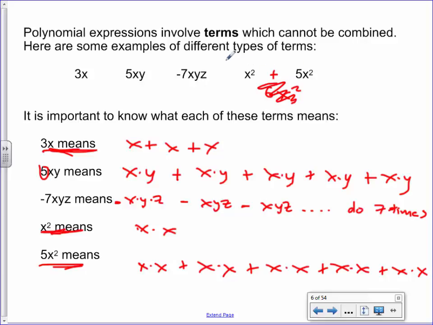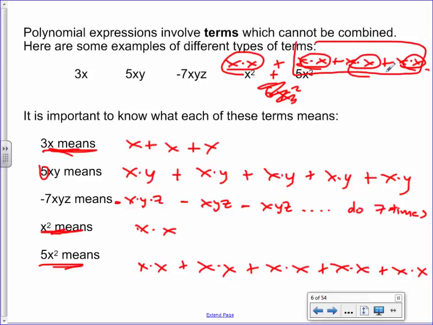I'm just going to write it up here. This meant x times x. This meant x times x, plus x times x, plus x times x, etc., right? Well, doesn't this plus sign here just kind of continue the list? Isn't this a thing, that a thing, that a thing, that a thing? We kind of broke them up into one group over here, but doesn't this plus sign just kind of continue the list? Okay, so it's just continuing the list, that's all.